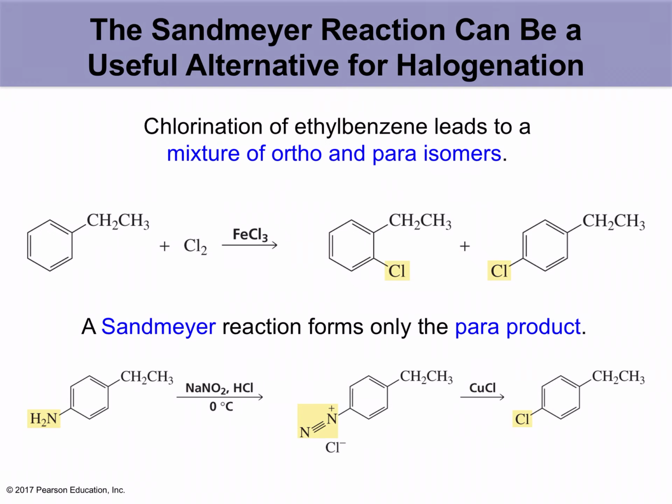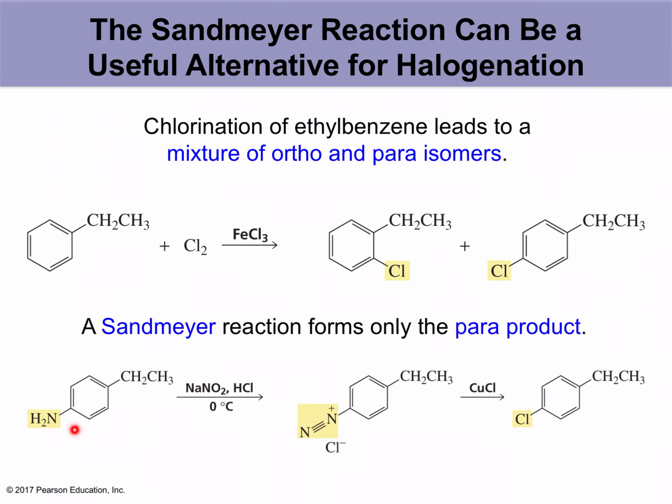So the Sandmeyer reaction can be a useful alternative for halogenation. Remember, sometimes some groups deactivate the benzene ring towards halogenation, so we can use this diazonium salt for the halogenation. Chlorination of ethylbenzene leads to a mixture of ortho and para isomers. Let's say you have ethylbenzene, you add chlorine with iron chloride, you can have the ortho position chlorinated as well as the para position chlorinated. But if you use a Sandmeyer reaction, it only gives us the para product.